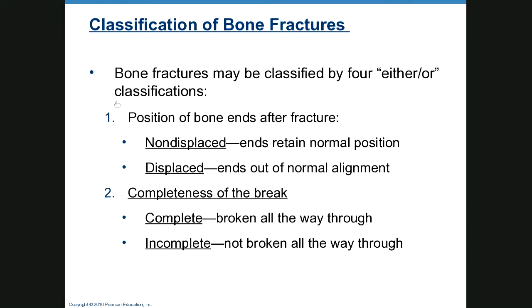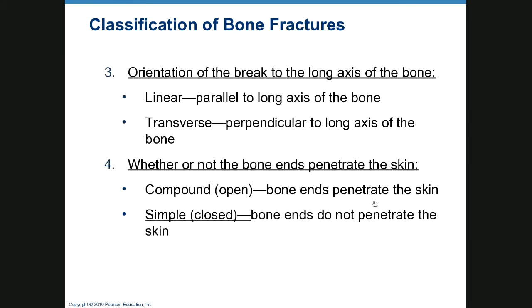Okay, classifications of bone fractures. They may be non-displaced, the ends stay together, or displaced, the ends are out of alignment. They may be complete, the bone is broken all the way through, or incomplete, not broken all the way through, such as a greenstick fracture. We also look at the orientation of the break along the long axis. They may be linear, which is parallel with the long axis of the bone, or they may be transverse, which is perpendicular to the long axis of the bone.